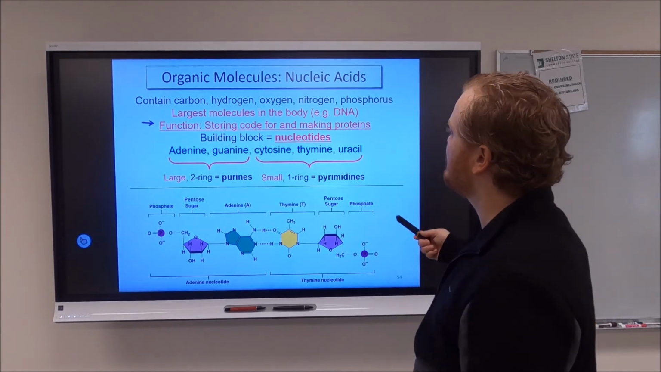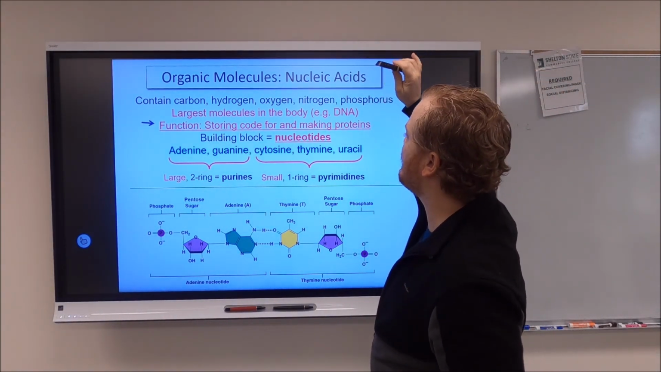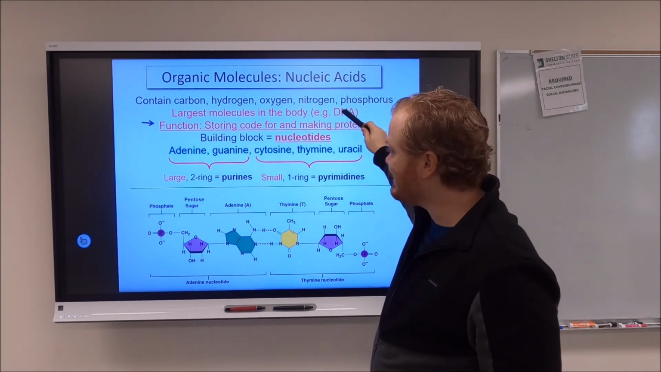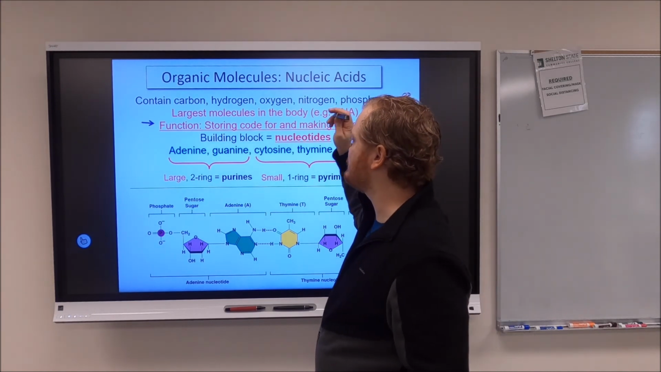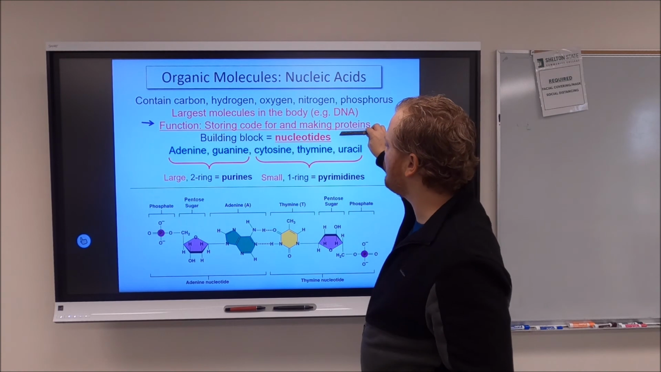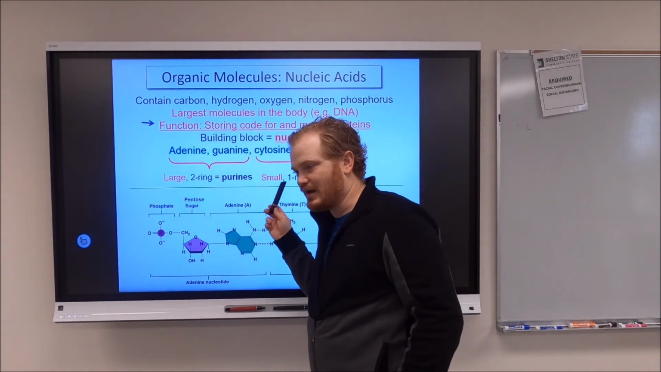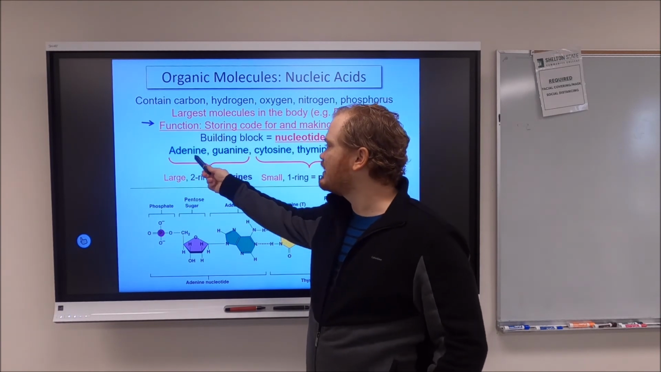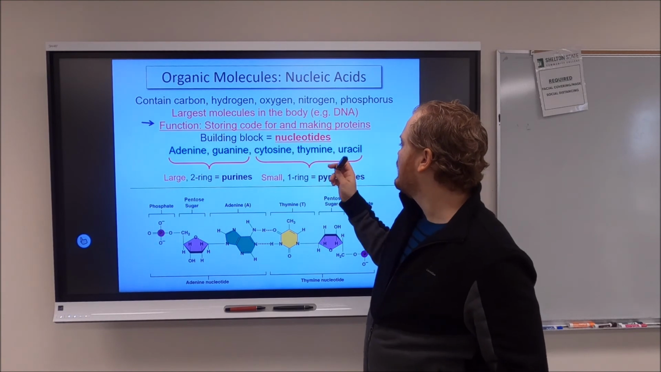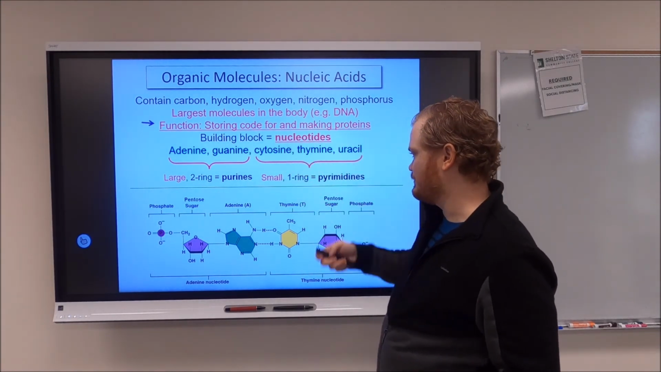All right, so let's talk about it. So nucleic acids are important. They are what make up your DNA and RNA. These are important because they store the code for how to make proteins. Their building blocks are called the nucleotides, and in the realm of nucleotides, there are 5. The big ones are called purines, and they are referred to as adenine and guanine. The small nucleotides are referred to as being the pyrimidines, and they are cytosine, thymine, and uracil.